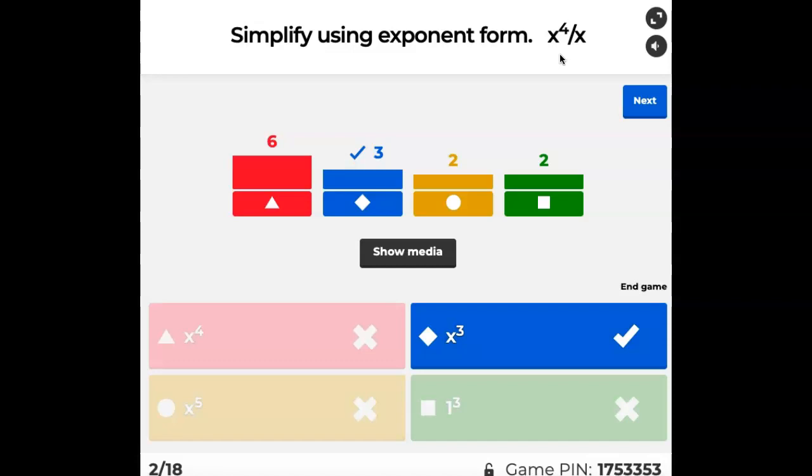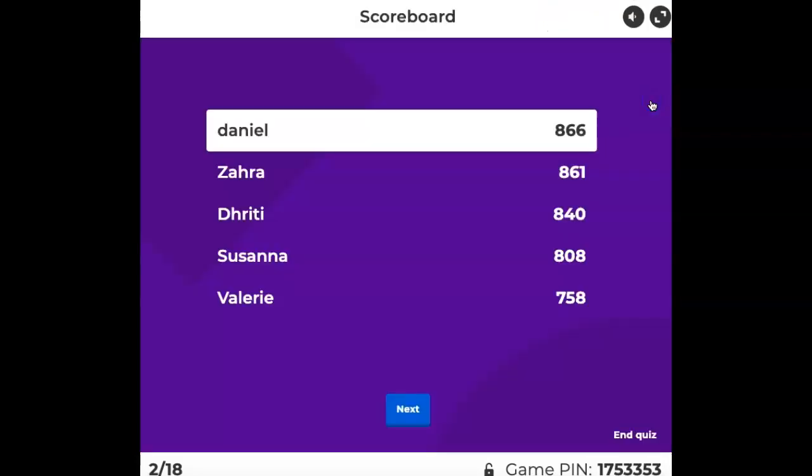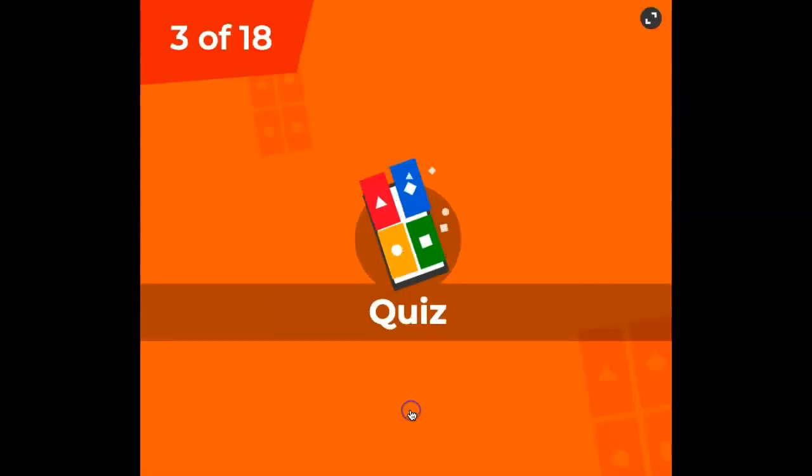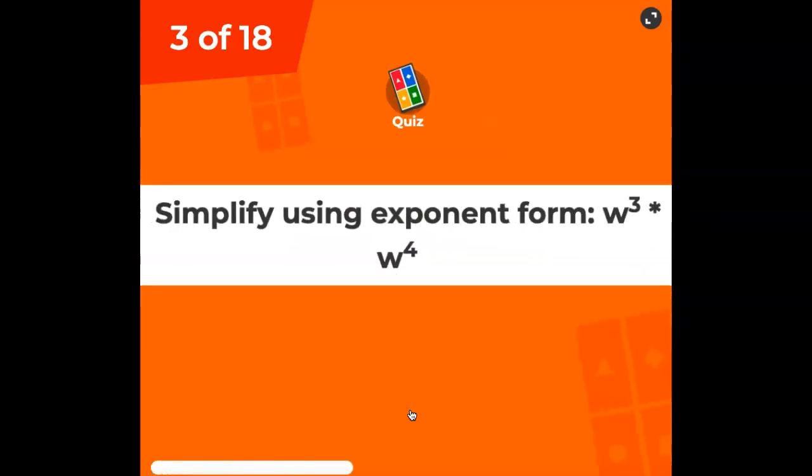Okay, all right, so when we divide exponential expressions like x to the power 4 by x, we subtract the exponents. I think you guys forgot that when there is no exponent, it means there is 1. So that's 4 minus 1 is 3. So that's why your answer is x to the power of 3. So let's see, Drit is up, Sarah is there. So let's keep moving. Question number 3.